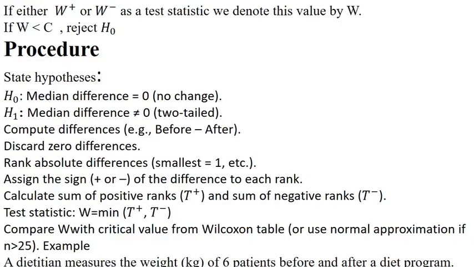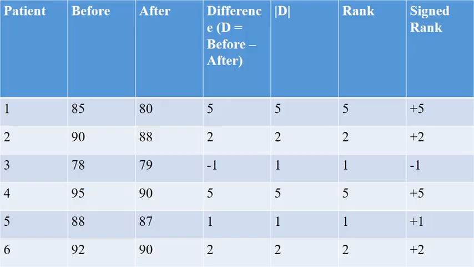Then an example: a dietitian measures the weight in kilograms of 6 patients before and after a diet. This is the table; 6 is the number of patients. Then we have before is 85, after is 80. The difference between before and after is 85 minus 80, that will give us 5. We take the rank of 5, it is still 5. Then we do our signed rank. Since it is positive, we add a positive sign to our rank.